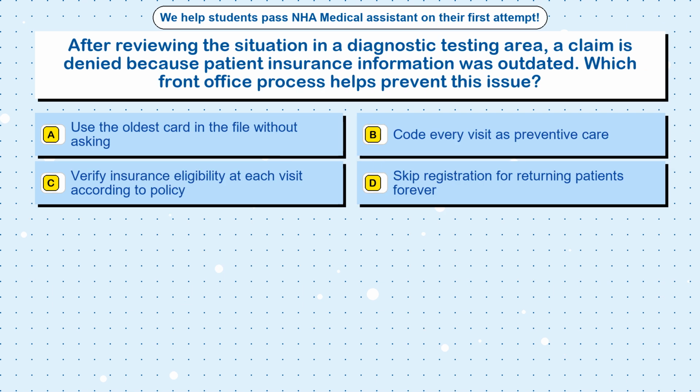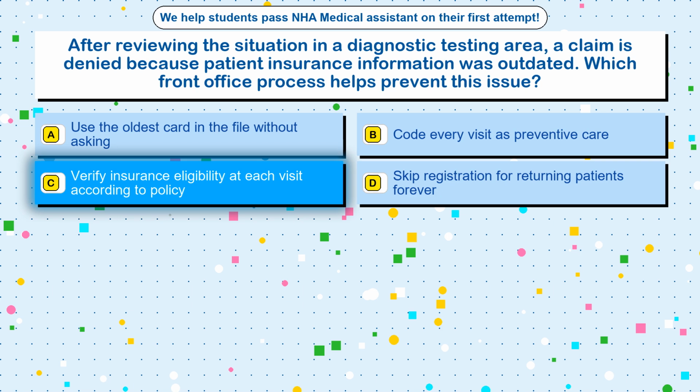Question 51. After reviewing the situation in a diagnostic testing area, a claim is denied because patient insurance information was outdated. Which front office process helps prevent this issue? Option A. Use the oldest card in the file without asking. Option B. Code every visit as preventive care. Option C. Verify insurance eligibility at each visit according to policy. Option D. Skip registration for returning patients forever.